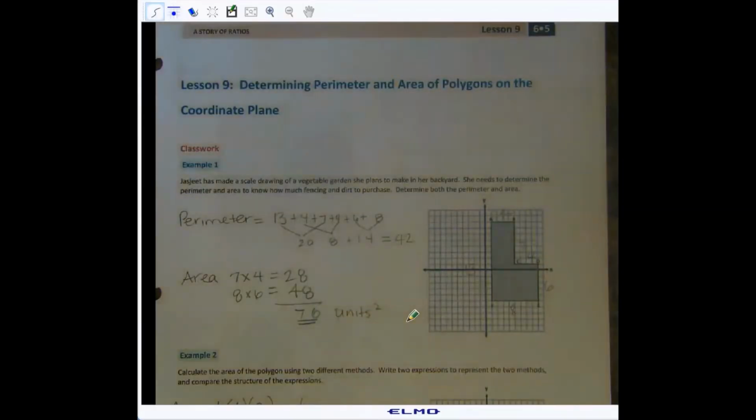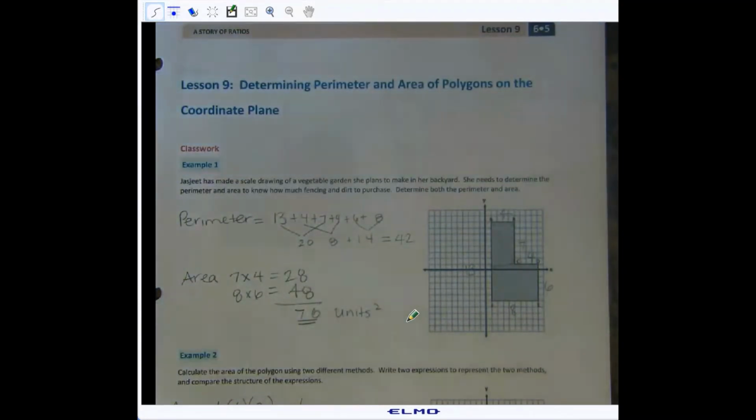All right, here we are, lesson 9, determining perimeter and area of polygons on the coordinate plane. So, today we've just got more problems like we had yesterday, very similar activities. The additional thing, though, is they're going to be adding in perimeter on some of these problems.